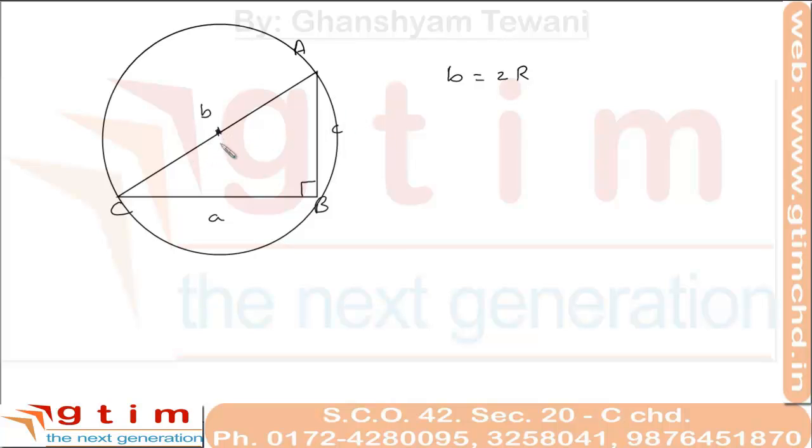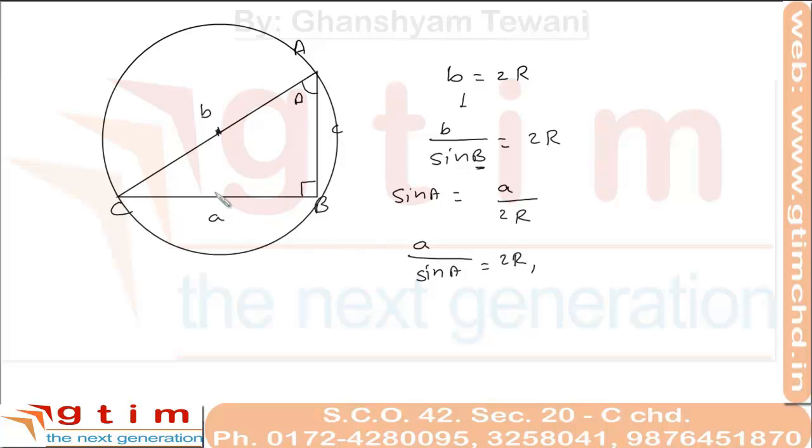And midpoint of AC is what? Circumcenter. So b is equal to 2R. Now we can write this as b upon sine B is equal to 2R, because angle B is 90 degrees, and what is sine 90 degrees? That is 1. Also sine A is equal to opposite side a upon hypotenuse b, but b is 2R. So we have a upon sine A is equal to 2R.